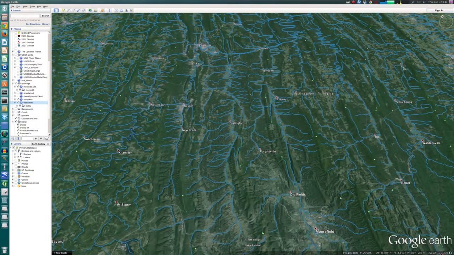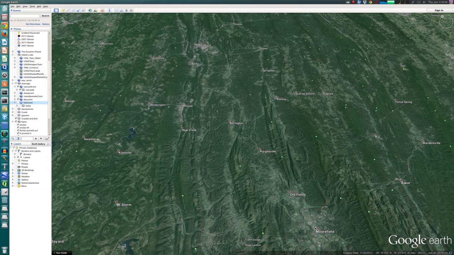This is trellis drainage caused by folding, as seen here in the Appalachian Mountains. If I turn off the streams layer, you can see more clearly the topography of folded mountains and valleys that's controlling the streams.